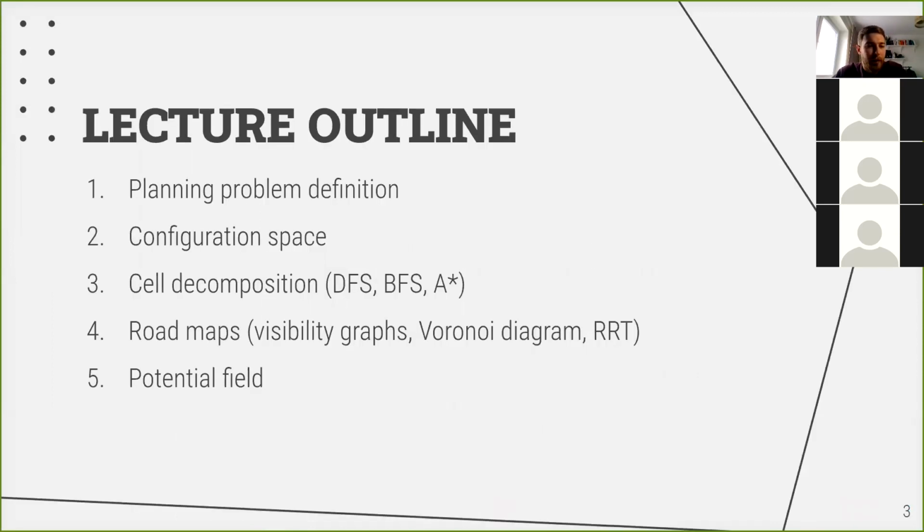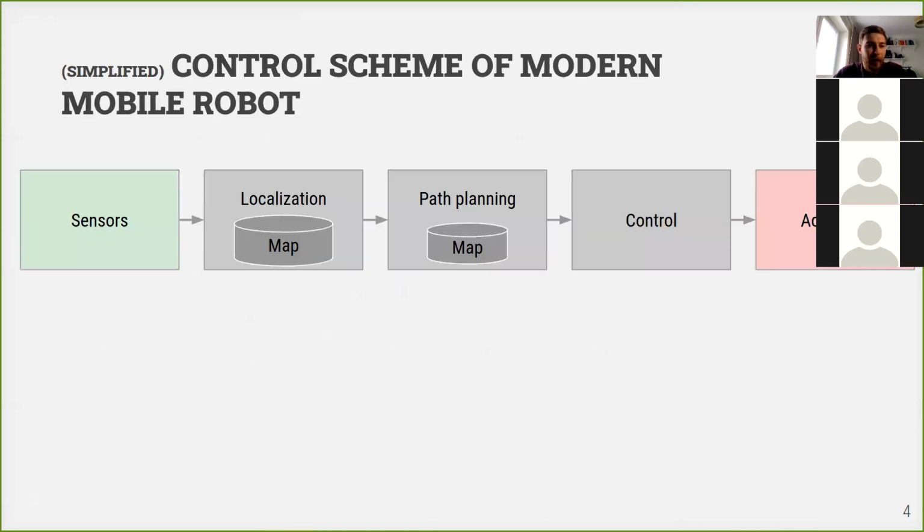So today we're going to talk about the path planning problem, what it is, and then we will discuss what configuration space is and how it is used to plan the path of the robot. And we'll discuss three different approaches to path planning: cell decomposition, roadmaps, and potential field.